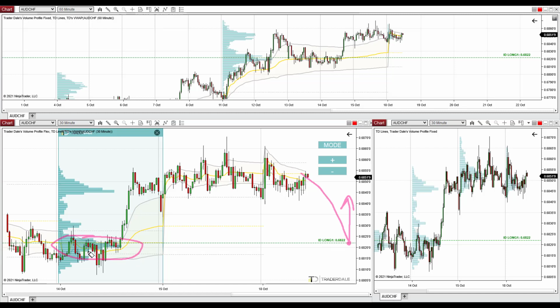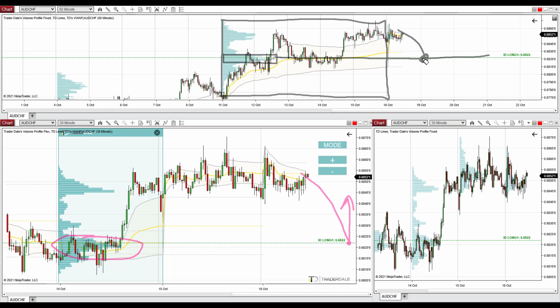What is also very similar to the Euro-British pound, which I showed you before, is that this area is also the weekly point of control. If you look in here, this weekly volume profile from the previous week, then this is the point of control right there. Heaviest volumes got accumulated there, heaviest volumes in the previous week.